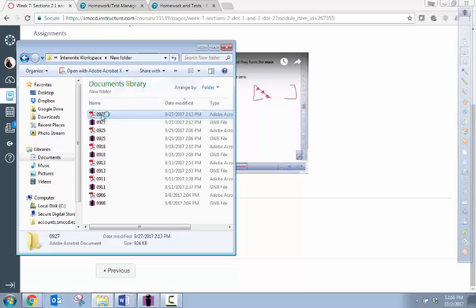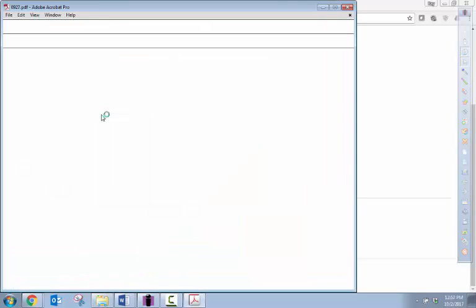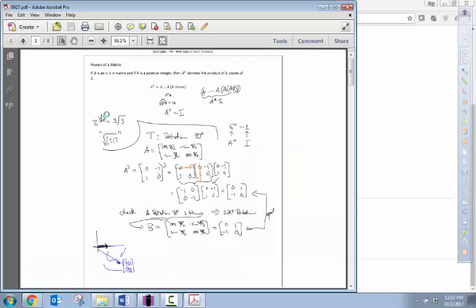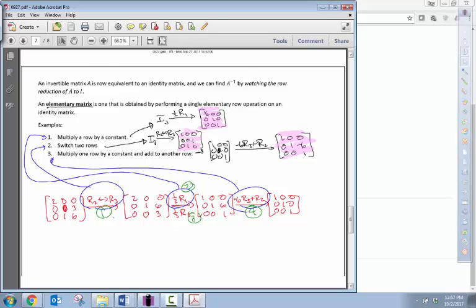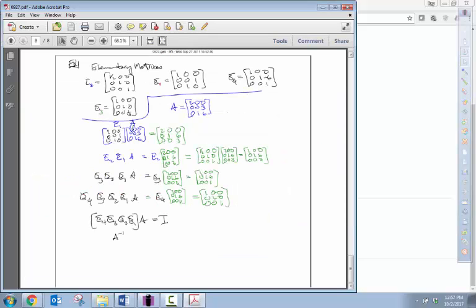So, do you remember the elementary matrices and what they come up with? It's like one operation at a time. Yeah. So one operation at a time. So here's our example from last time, and this is how we get to build up the inverse. So let me go back to our notes here.